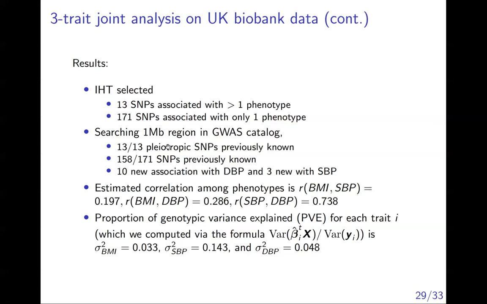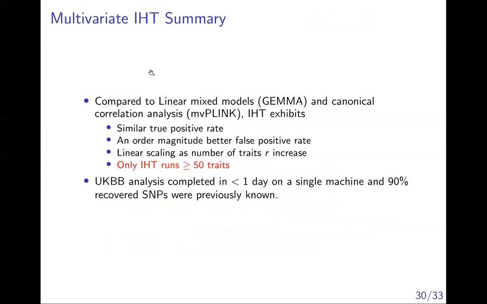So this is the main result we have. Here's a summary for our last project. We compared the multivariate IHT against GEMMA's linear mixed model and against multivariate PLINK's canonical correlation analysis. We have similar true positive rate, much better controlled false positive rate, and our algorithm scales linearly as the number of traits increases. Importantly, IHT is the only software that will run for more than 50 traits simultaneously.